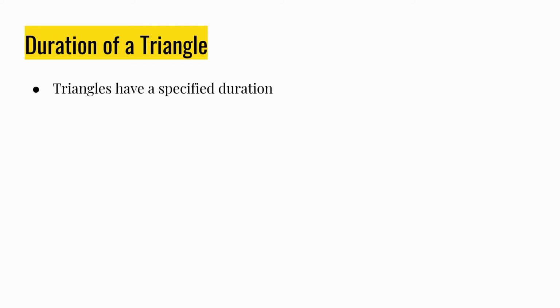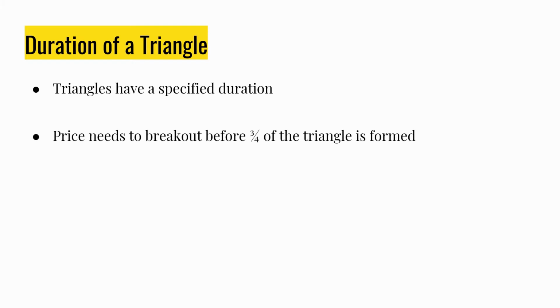This means that triangles give us information in 2 ways. The first type of information is future price, as we can predict price by the 2 converging lines. The second type of information is time, as we can use the horizontal length of the triangle. Next, price needs to break out before 3/4 of the triangle has formed.